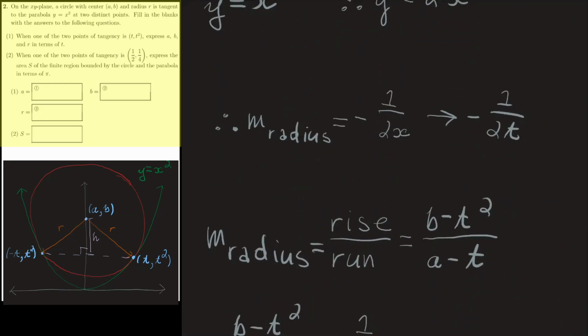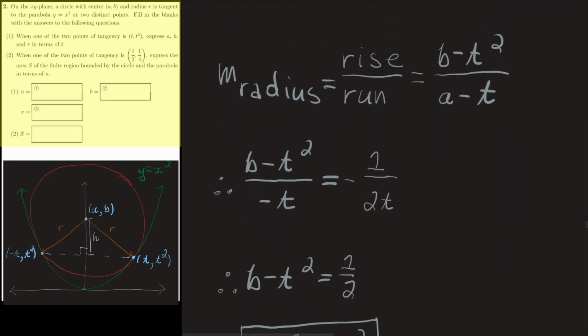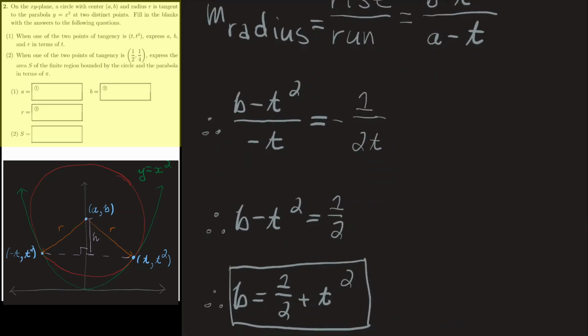So we now have two definitions of the slope of the radius line. That means we can make them equal each other. Remember that a is just equal to 0, so we don't have to include it anymore. When we do, we end up with an equation with only b and t, which means we can express b in terms of t, which is what the question is asking for. Now if we rearrange this a bit by multiplying both sides by negative t and then moving all the t terms to one side, we find that b equals 1 over 2 plus t squared, which is the second part of the question.